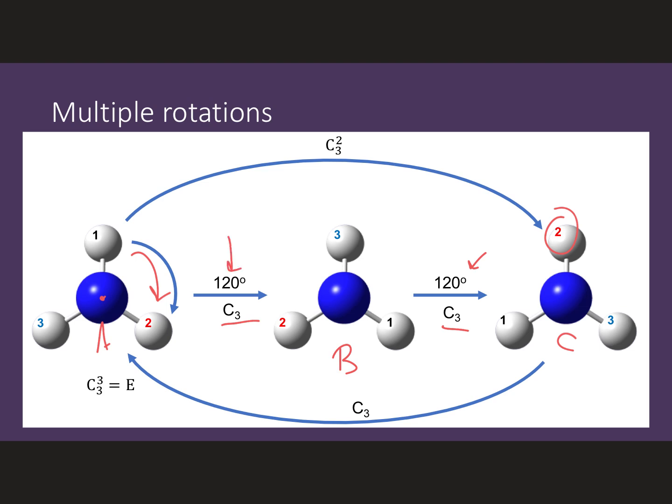We can do a C3 followed by a C3, or we could just do what we call a C3², where that 2 is telling us to do 2 of the C3 rotations. So this is now the recognition that, hey, I don't have to necessarily go through this middle structure through B. I can just transit from A to C if I did that specific operation. So that's what a multiple rotation would look like.